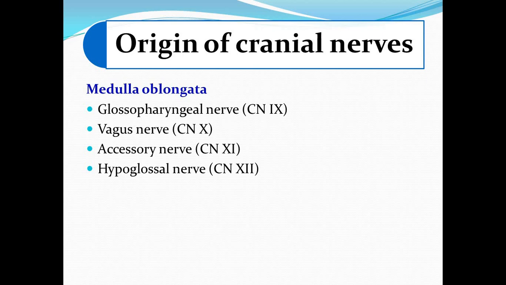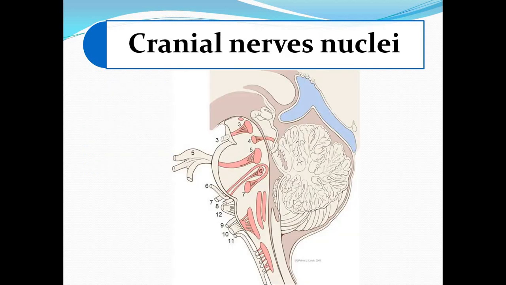Lastly, the cranial nerves that are originating from the medulla oblongata, they are 4 pairs, 9, 10, 11, and 12. These are the glossopharyngeal nerves, the vagus nerves, the accessory nerves, and the hypoglossal nerves. And this is the configuration to show their nuclei within the medulla oblongata.